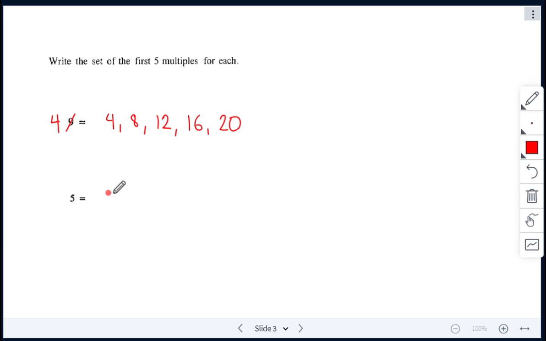For 5, the first multiple would be 5, then 10, 15, 20, and 25. So again, 1, 2, 3, 4, 5. Those would be the first 5 multiples.